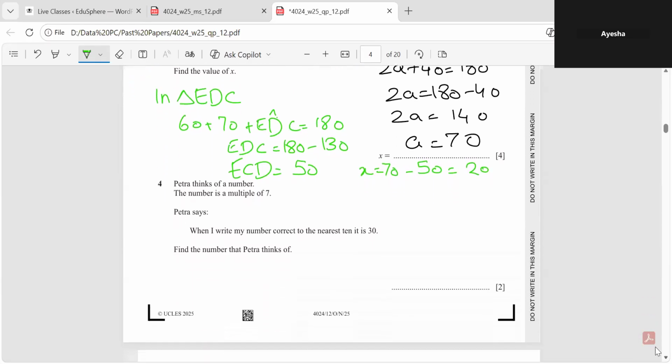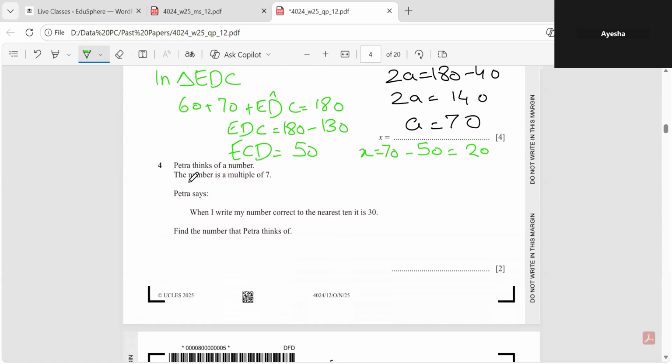Okay, now moving on to this question. Petra thinks of a number. The number is a multiple of 7. Okay, the multiples of 7 are unlimited, but there is a condition. When I write my number, corrected to the nearest 10, it is 30.